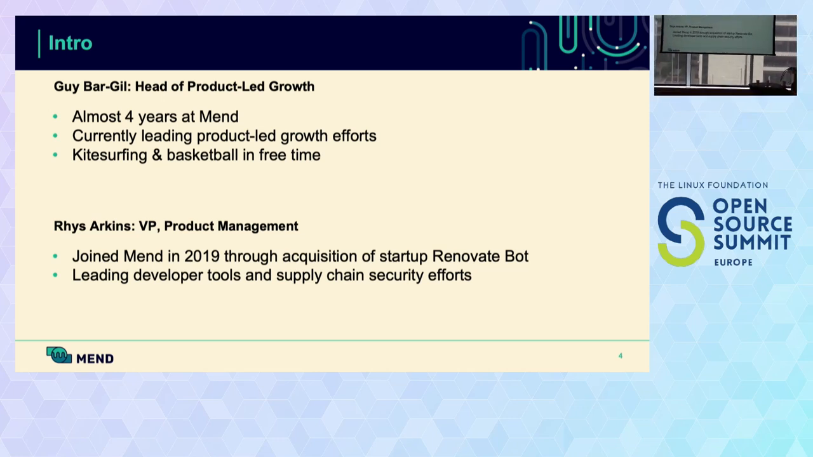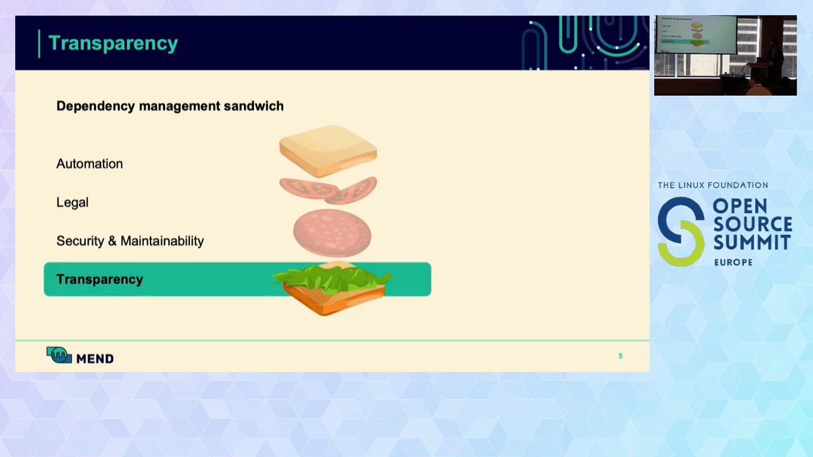Okay. So, let's get started. We'll begin with the bottom loaf of bread, transparency. It's really the one that's holding up the whole sandwich, all the dependency management. So again, we're going to go layer by layer. And we'll start with transparency, which in this case means creating visibility into the dependencies that your application is using.